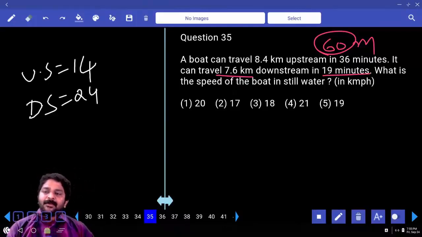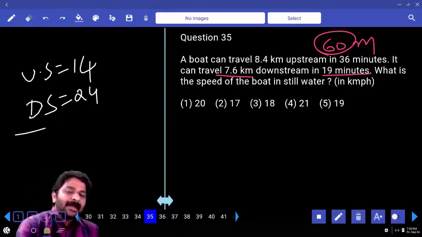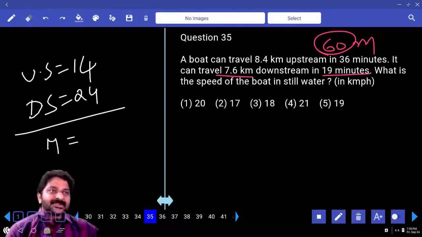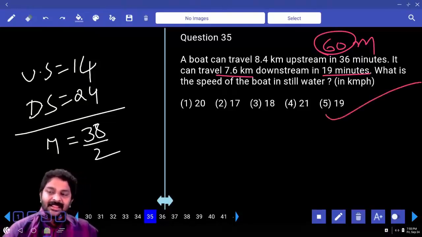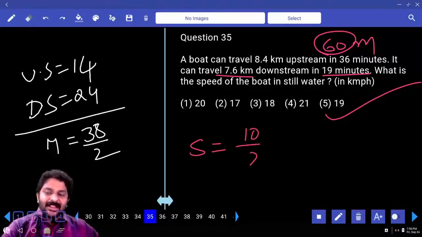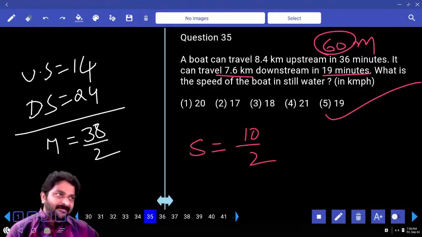Now what is the speed of the boat in still water? How do you get man's speed in still water when you have upstream and downstream? Sum divided by 2, 38 by 2, answer 19, fifth option. How do you get stream speed when you have upstream and downstream? Difference by 2, that is equal to 10 by 2. In such case, the answer would be 5. Clear? Next.